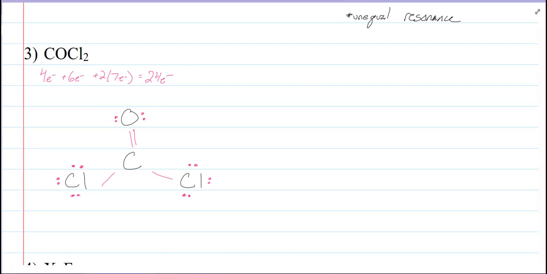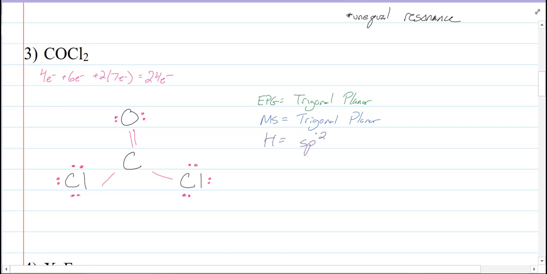So there we go. The electron pair geometry of carbon, 3 pairs, trigonal planar. Shape is also the same thing because there's no lone pairs. Hybridization, sp2. Polar, yes, because oxygen's more electronegative than the chlorine, so it's not symmetrical. And I have to have the double bond there, and the double bond's not moving. I can't take the double bond away, so there is no resonance.